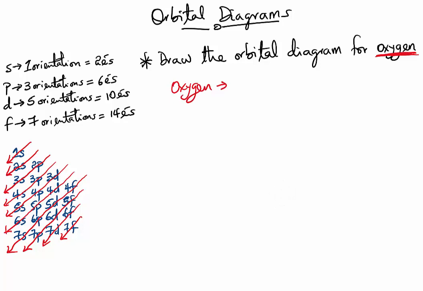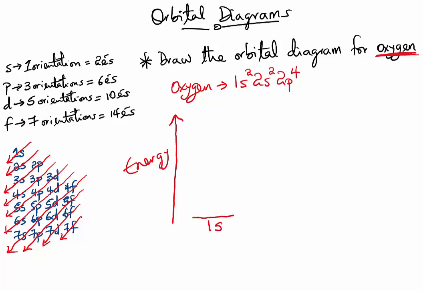the electron configuration is 1s2, 2s2, 2p4. Let us now represent this diagrammatically. Let us assume that this is the energy axis. The 1s orbital has 2 electrons in it, and it is the lowest energy orbital. So let us represent it right here.